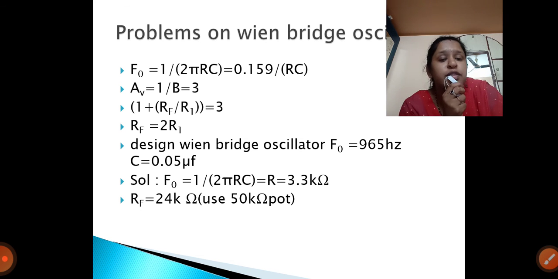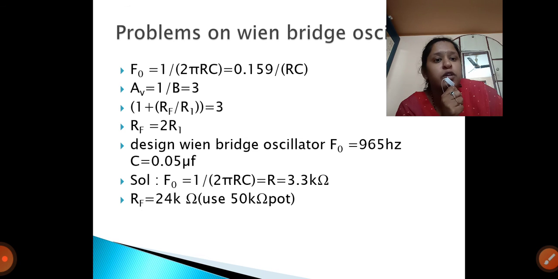The gain equation of the non-inverting terminal is 1 plus RF by R1 equals 3, the gain in the closed loop configuration. So RF equals 2 R1.